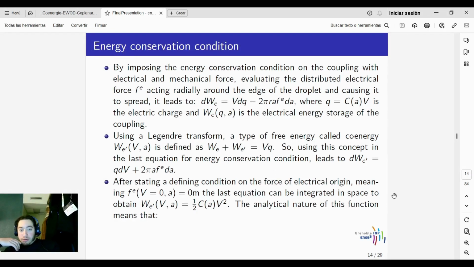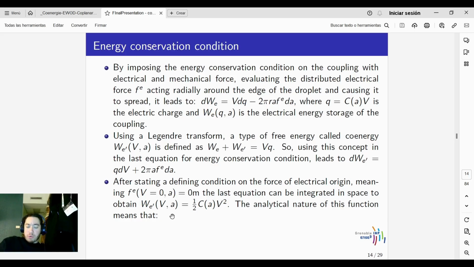So then we can define an initial condition on the electrical force that would mean that the electrical force will be equal to 0 when the voltage is equal to 0. By defining this, the last equation can be integrated in space, so we can obtain the next equation, that WE prime will be equal to 1.5 of the voltage squared multiplied with the capacitance as a function of A.